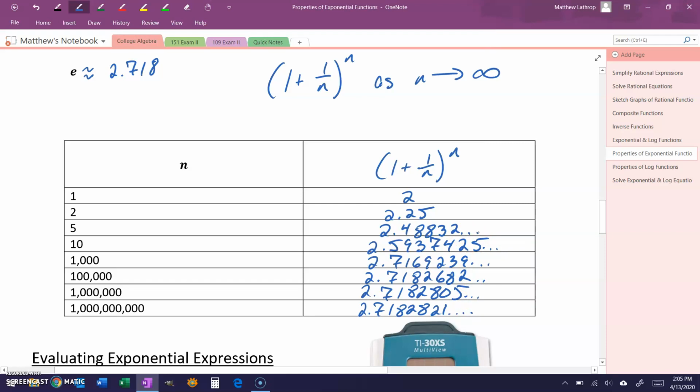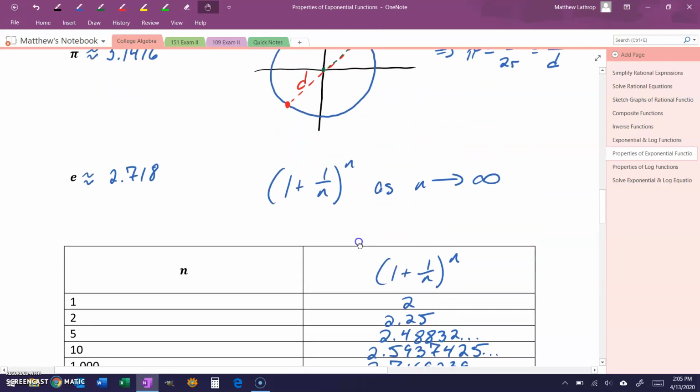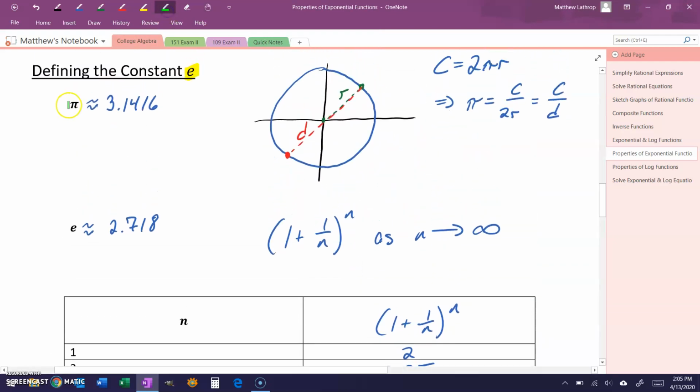But what we can see is that as we plug in larger and larger values for n into this expression, we're getting this value that's approaching approximately 2.718. And that, again, just becomes a specific mathematical definition, similar to how pi always has a specific fixed value in mathematics. The letter e also has a specific fixed value.